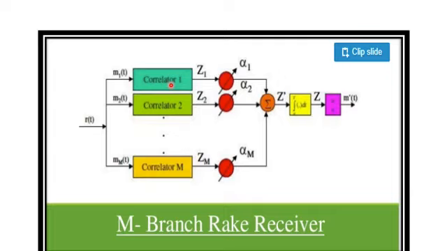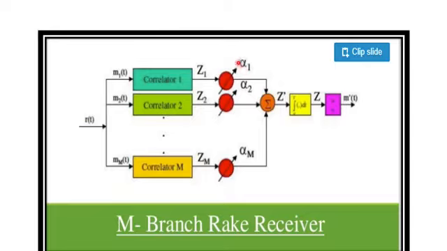The first correlator is highly correlated to M1, that is the first signal, and the second correlator is highly matched to the signal M2, and it has less match to the signal M1 of t. The correlator output is passed through a weighting network. Here alpha 1 is the weighting factor or weighting coefficient.